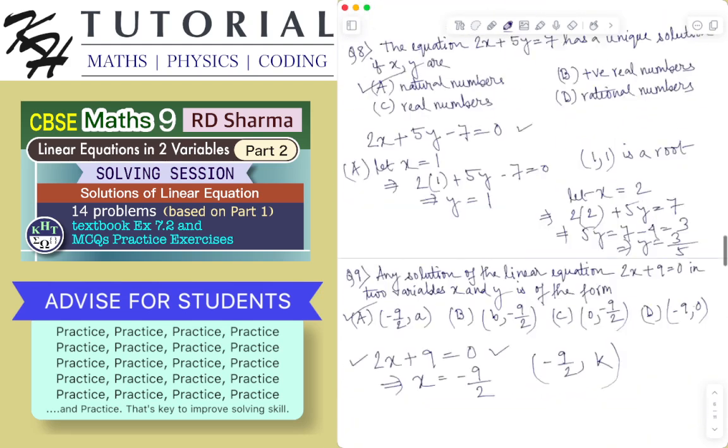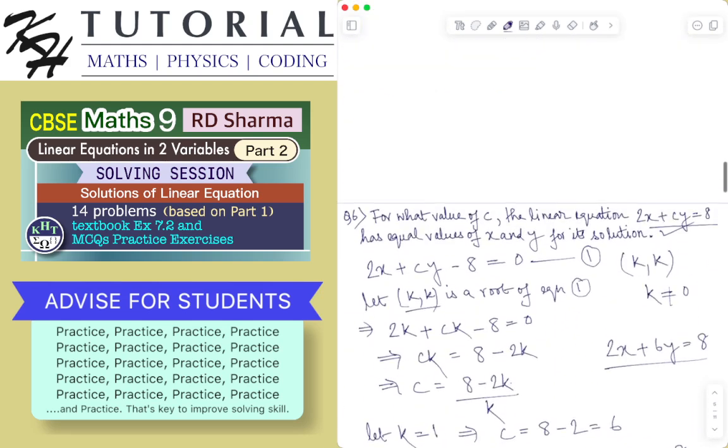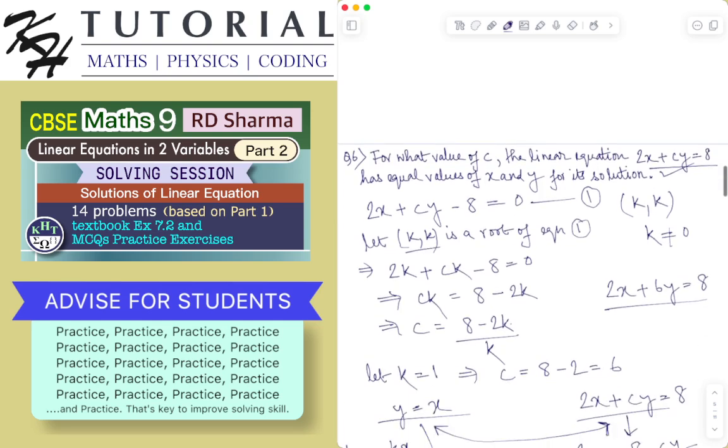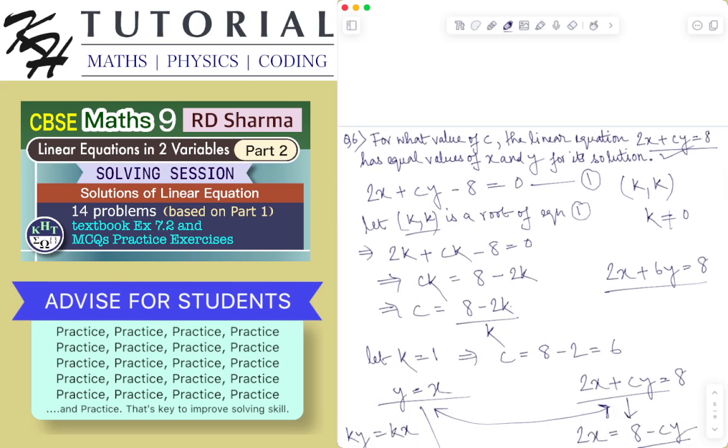And unfortunately, I could not solve one problem, which is question number 6, where I was asked to find the value of c, so that the given linear equation 2x plus cy is equal to 8 will have roots where the values of x and y are same. If you are able to solve this problem, then I will really appreciate it if you can write something in the comment section that will help me. And if I can solve this problem offline, I will try to address and solve it in the next video.